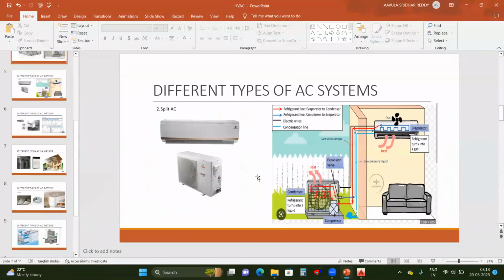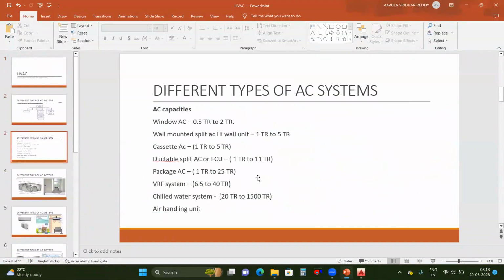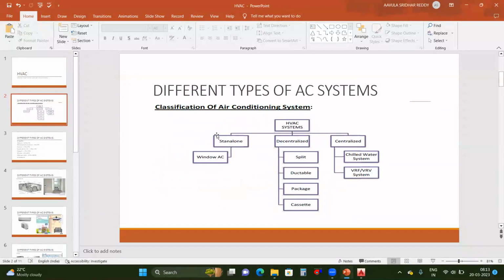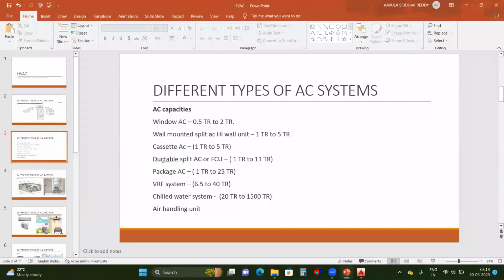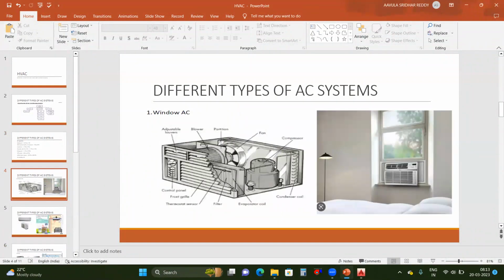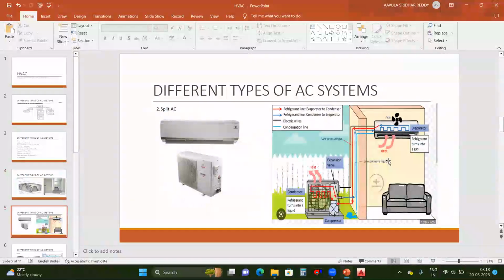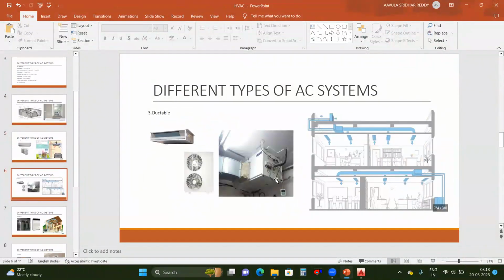Okay. So go through the systems: standalone, decentralized, centralized, and also remember all these capacities. This is the most important, and you need to remember the names also. And also the image of each and every piece of equipment that I have placed here, so you can keep it in mind, so that after some days you don't get confused. Okay.